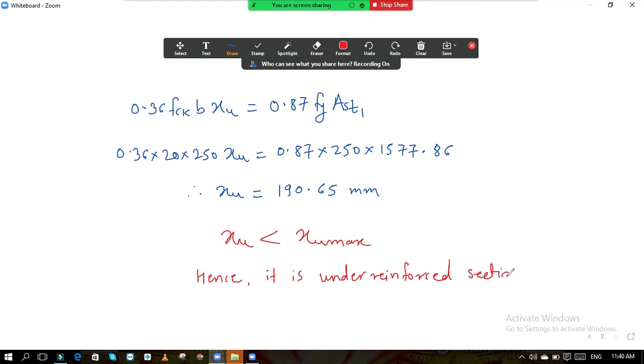Why do we calculate whether it is an under reinforced or over reinforced section? For the under reinforced section, we can use the formula Tu into Z. For the over reinforced section, Cu into Z. Here your Xu is less than Xu max. So whenever this condition occurs, your section is under reinforced. Now for the under reinforced section, we need to calculate the moment carrying capacity, or MR, or moment of resistance, or ultimate moment. All this is the same thing.